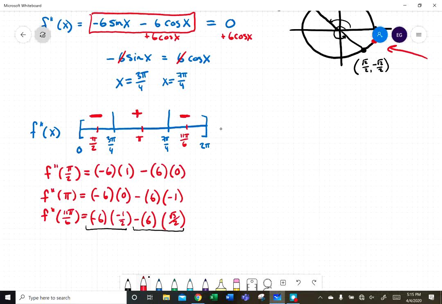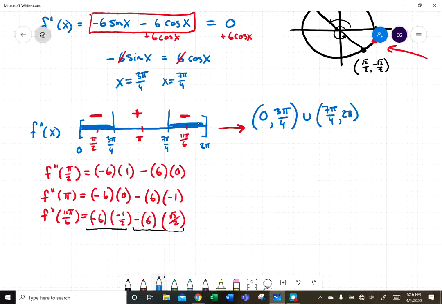So what this tells us is on the interval 0 to 3 pi over 4, and also on the interval 7 pi over 4 to 2 pi, that's this interval here and this interval here, the test value gave us a negative result. When the second derivative is negative, the graph of the function has a shape that is concave down.